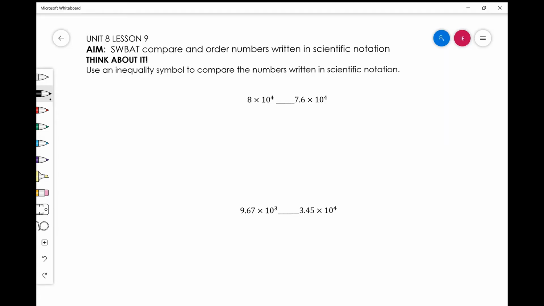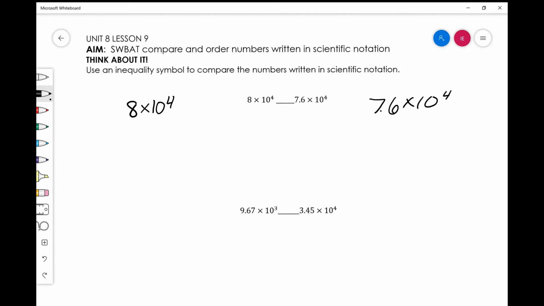Today we're looking at Unit 8, Lesson 9, with our aim being able to compare and order numbers written in scientific notation. Our Think About It asks us to use an inequality symbol to compare the numbers written in scientific notation. Let's look at our first example. I have 8 times 10 to the 4th in comparison to 7.6 times 10 to the 4th. What can we do in order to compare these numbers?